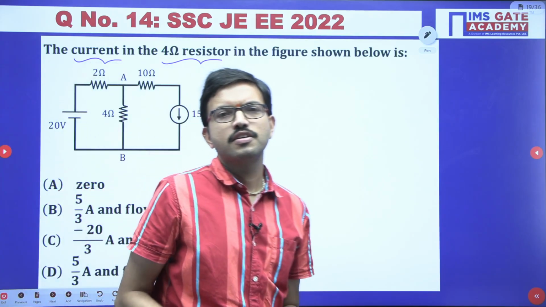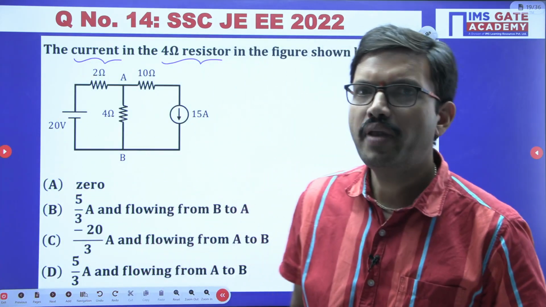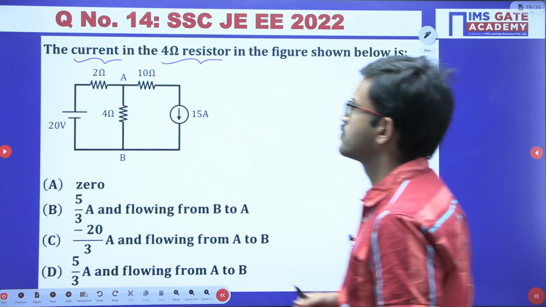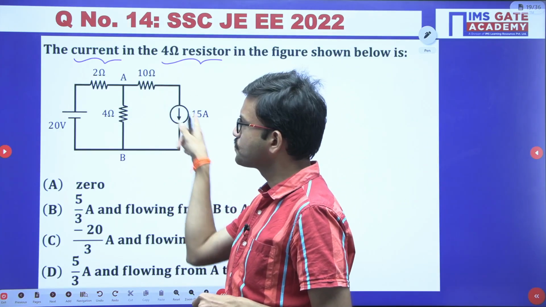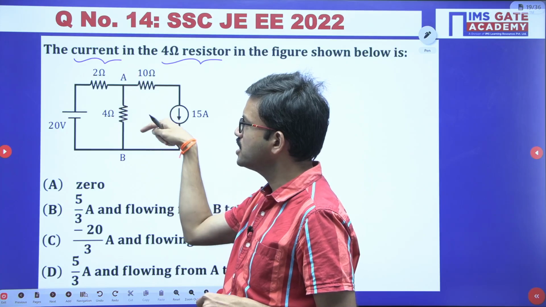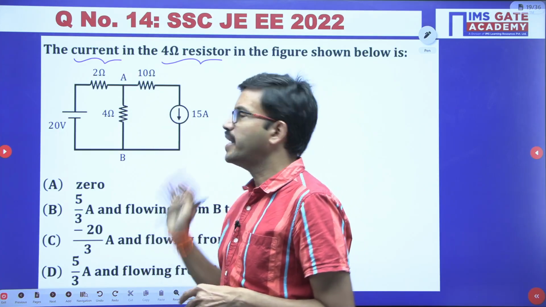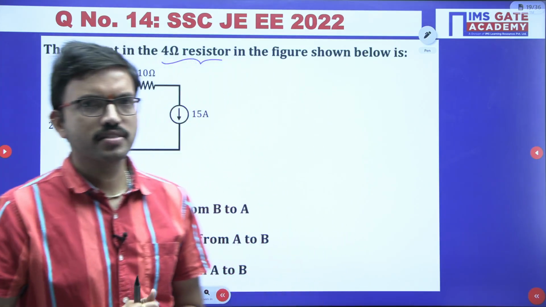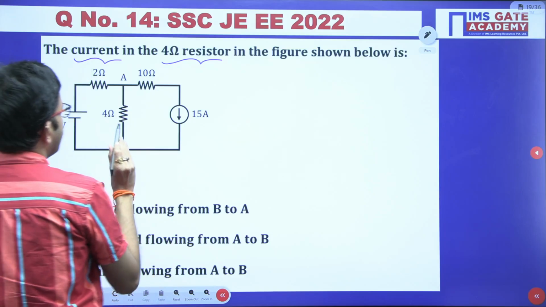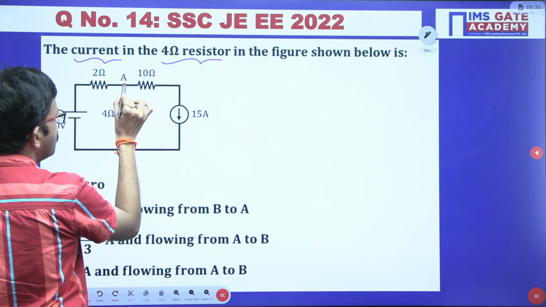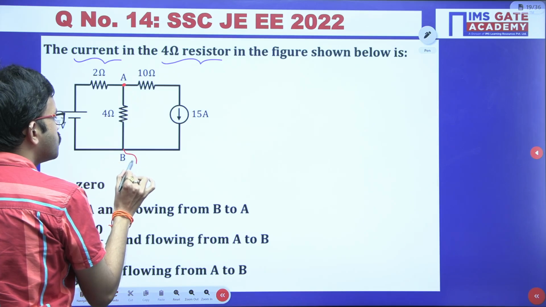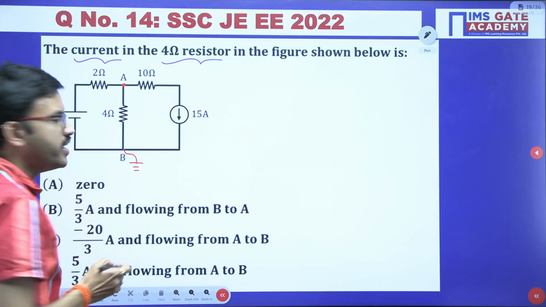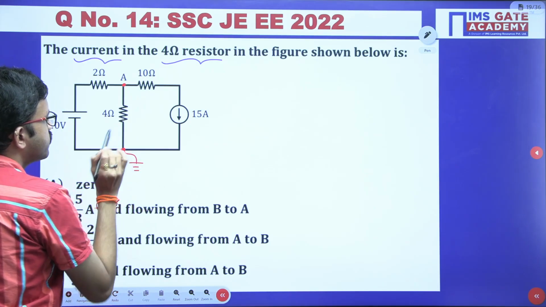Any guess which method you want to apply? Here just observe, in this particular branch you know the current. In this branch you don't know the current, in this branch you don't know the current. Directly, better you can use nodal analysis. For the time being I am assuming this node voltage, generally we are considering this node to the ground. This is the reference node.